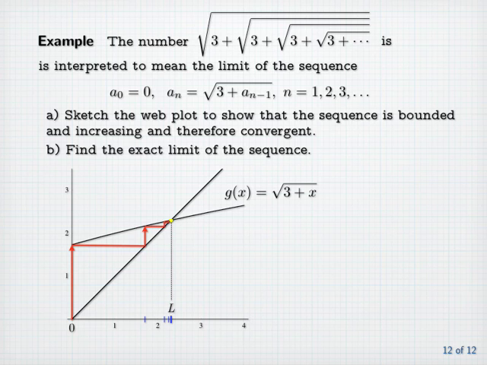So it's clear that this is an increasing sequence, and it's also clear that the sequence is bounded, since the web plot can never get out of that region between the two graphs. So, since the sequence is monotonic and bounded, we're guaranteed that it has a limit, and we also know that its limit will satisfy the equation square root of 3 plus L equals L. To solve that equation, let's square both sides and rearrange, and we have 0 equals L squared minus L minus 3. And now the quadratic formula, together with the fact that the limit will be positive, gives us L equal to (1 plus the square root of 13) divided by 2.